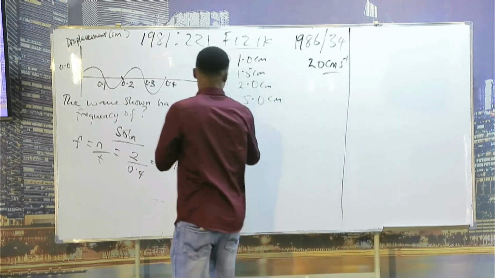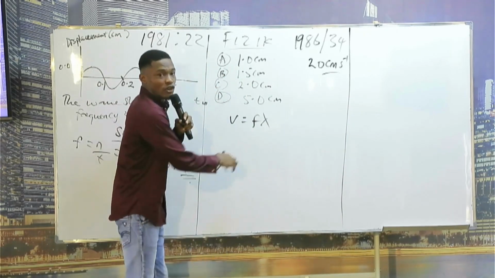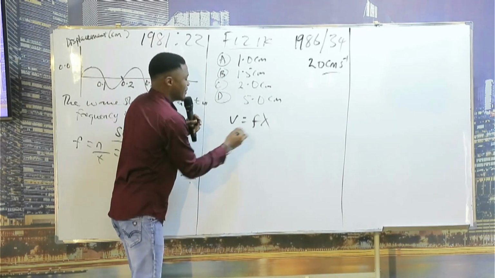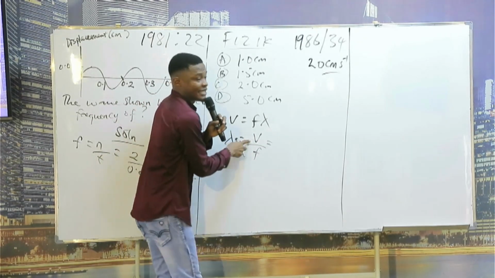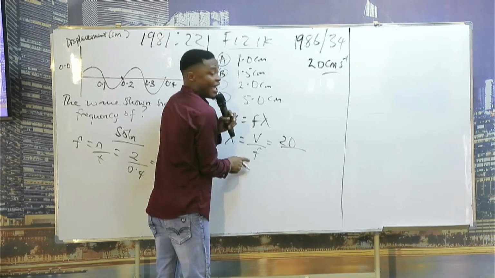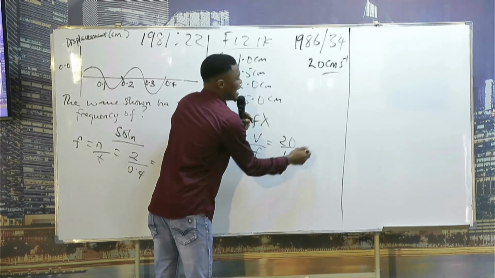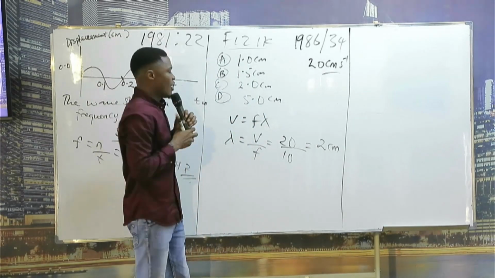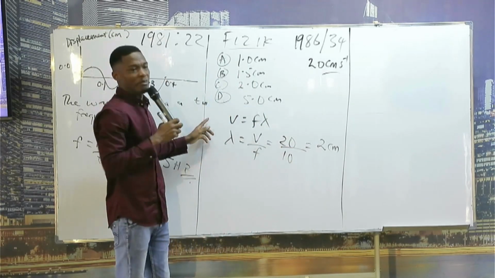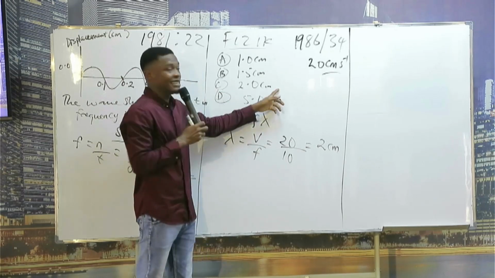Do you remember that V is equal to F lambda? Can you make lambda the subject? Lambda is equal to V over F. Can you find velocity, 20, over F, 10? And when I divide, what do I get? 2 cm. Now, but that is not what we are looking for. Don't be tempted to go and pick option C.